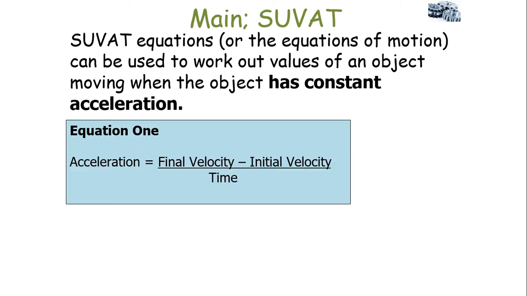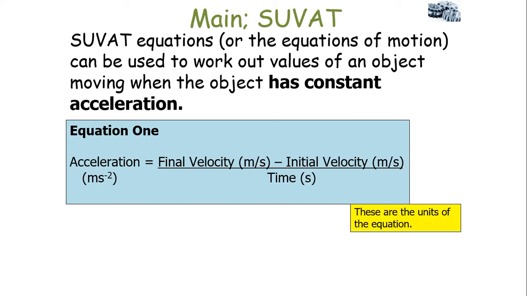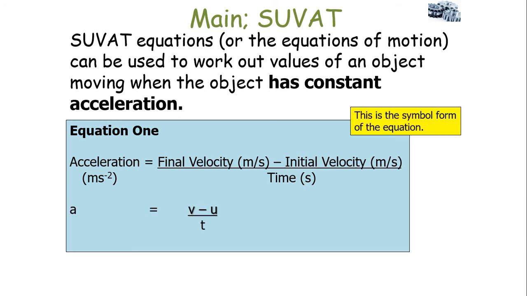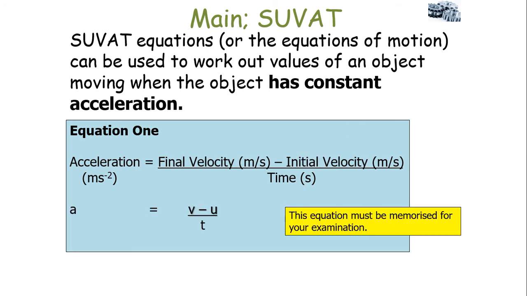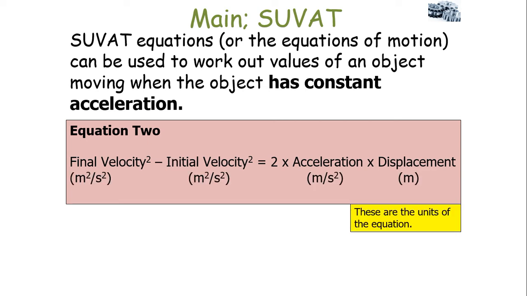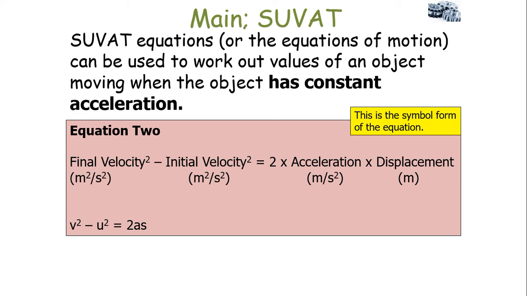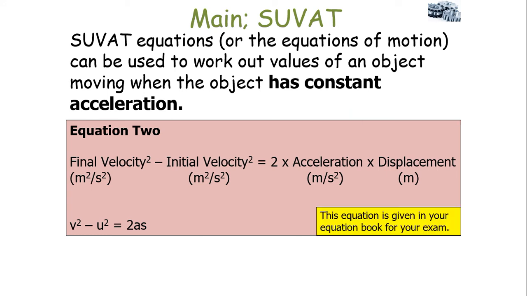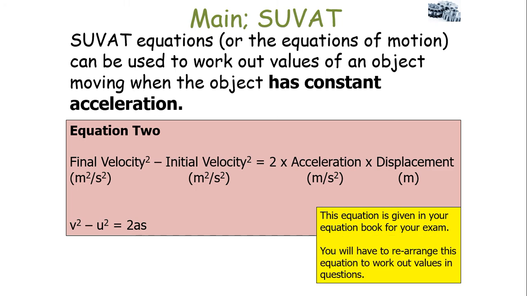Well, we've already come across the first one. Acceleration is change in velocity over time. So it's the final velocity minus the initial velocity over time. A equals V minus U over T, which you've got to memorise. But the second equation you're given for your examination. Final velocity squared minus initial velocity squared equals 2 times acceleration times displacement. Or when we put our symbols in, V squared minus U squared equals 2AS. But you'll need to rearrange the equation to work out one of the values.